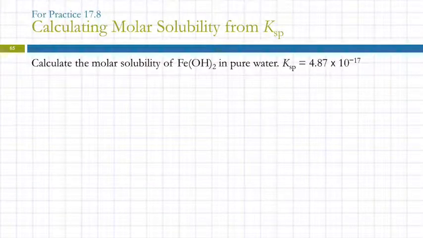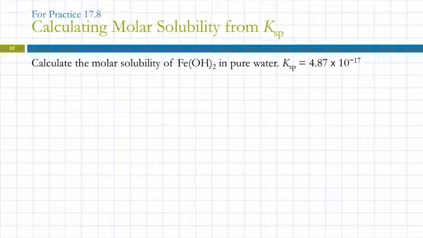So let's calculate the molar solubility for iron 2 hydroxide in pure water, and the KSP is 4.87 times 10 to the minus 17th. So not very soluble. The first thing we should do is to write a chemical equation showing how this dissolves. So we've got iron 2 hydroxide, Fe(OH)2 solid.